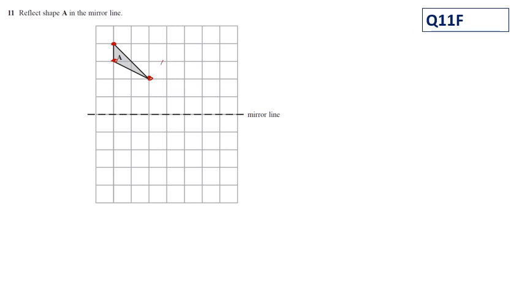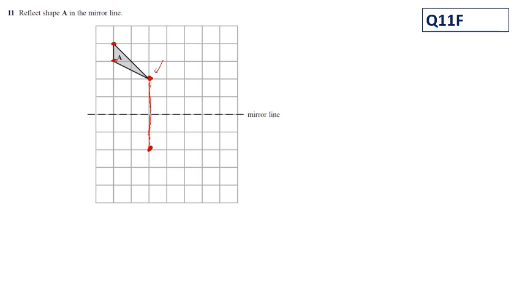So if I start with this vertex here, this is 2 lines or 2 centimeters or 2 squares away from the mirror line. So I'm going to draw this vertex on the other side of the mirror line at the same distance. So that's here. So that's the first vertex.